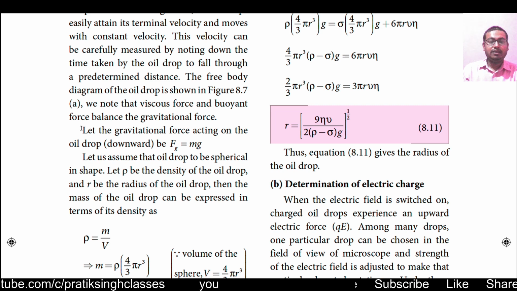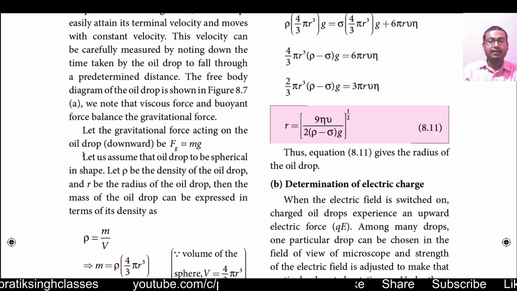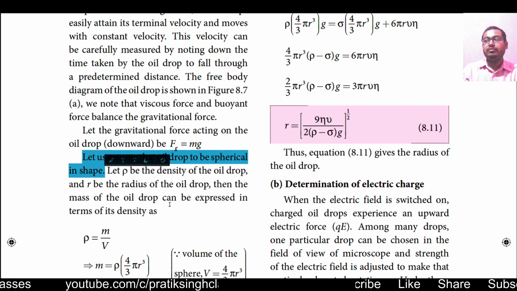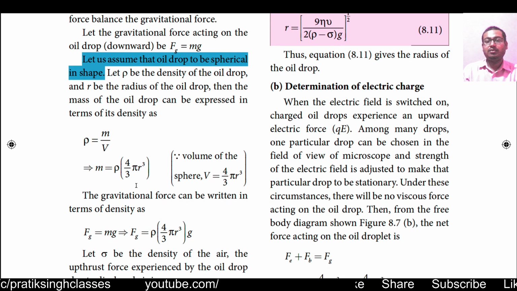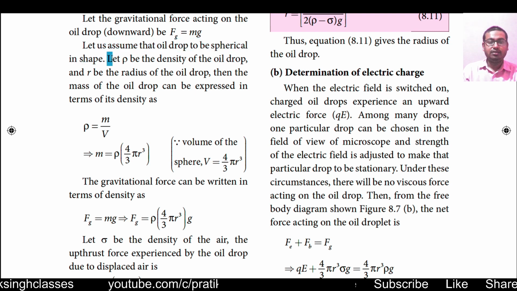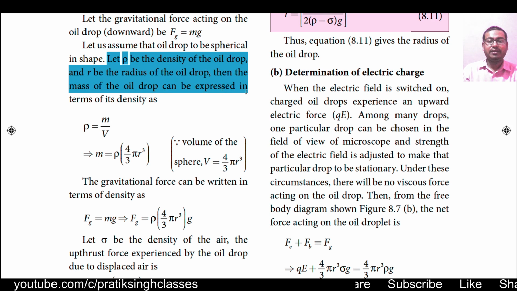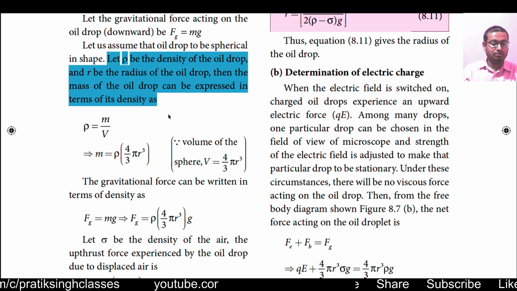Alright. Let the gravitational force acting on the IL drop in the downward direction be mg. Let us assume the IL drop to be spherical in shape. We know very well that because of surface tension, a liquid drop which is falling down will always have a perfectly spherical shape. Let rho be the density of the IL drop and r be the radius of the IL drop, then the mass of the IL drop can be expressed in terms of its density, that is, density is equal to mass by volume. We know it very well.